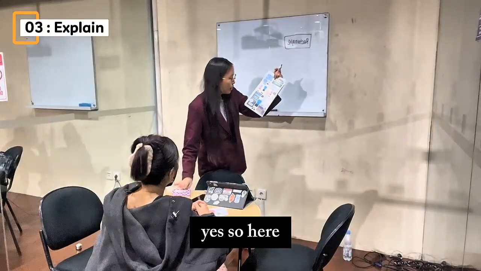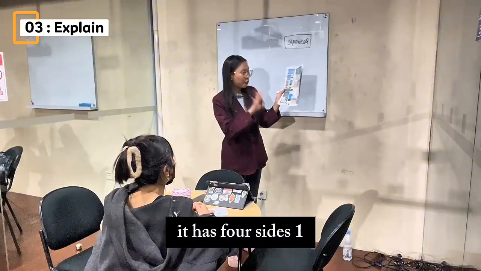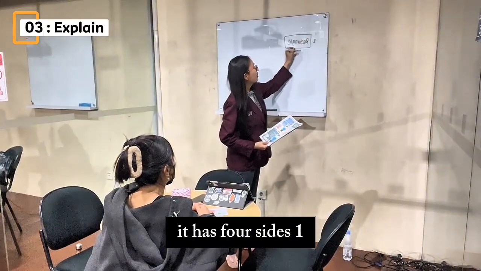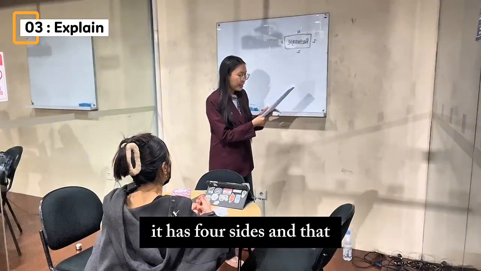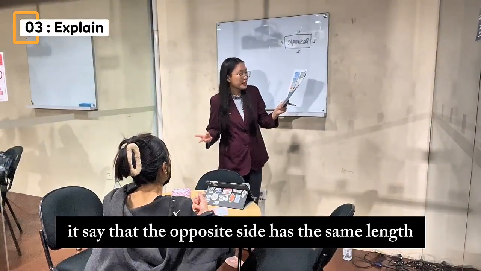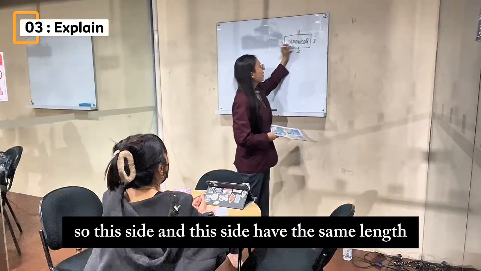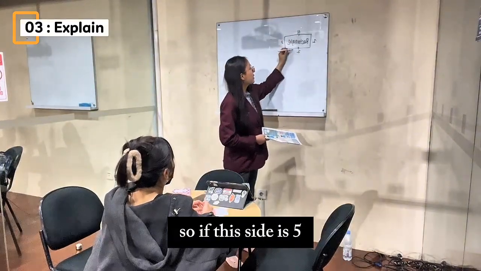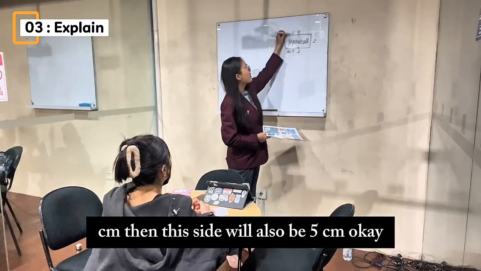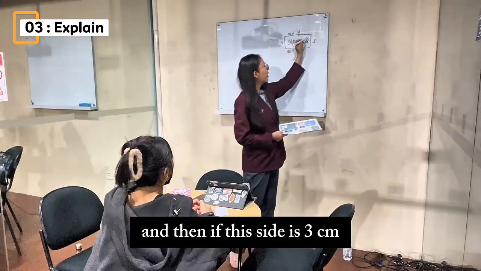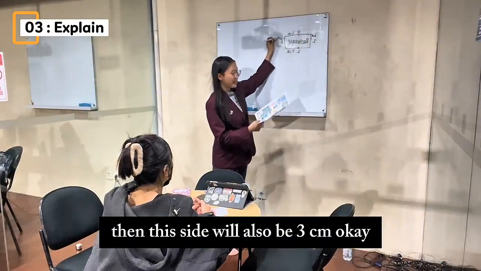Yes. So here Leo says that the attributes of a rectangle are, first, it has 4 sides. 1, 2, 3, 4. Good job. It has 4 sides. And then it said that the opposite sides have the same length. So this side and this side have the same length. So if this side is 5 centimeters, then this side will also be 5 centimeters. And if this side is 3 centimeters, then this side will also be 3 centimeters.